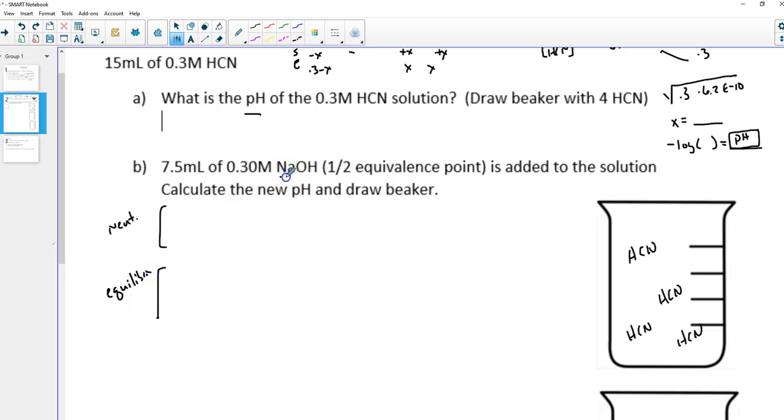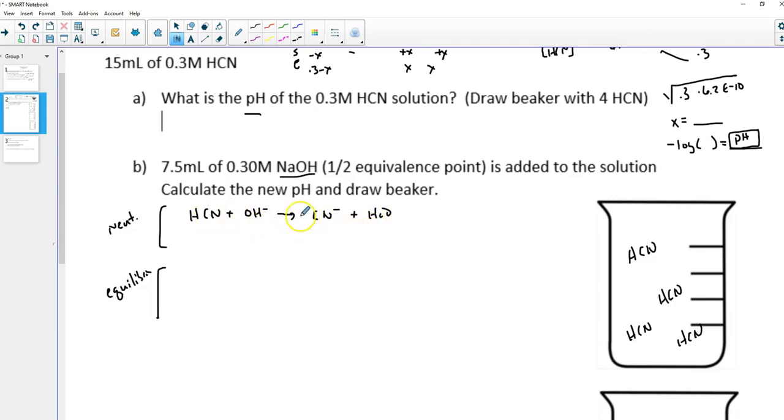Now keep in mind, strongs will react until they're gone. So all of my hydroxides will neutralize the HCNs until all of these are pretty much being consumed. And we note that there's enough of this to consume half of that. Let's go ahead and show that reaction. I have HCN plus OH negative produces CN negative and water. This guy grabs an H and forms a water, and then this is what's left over.